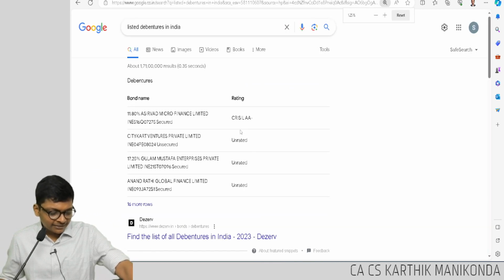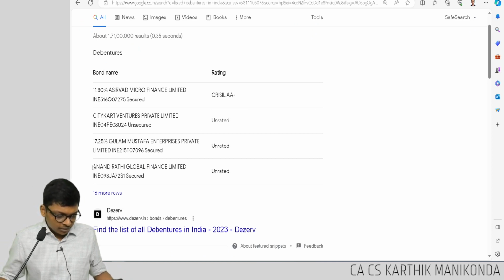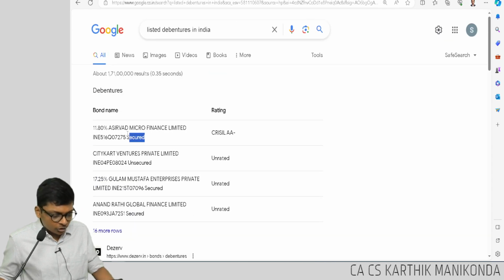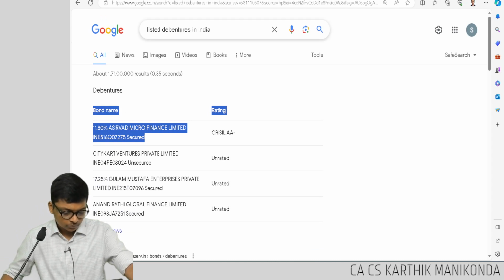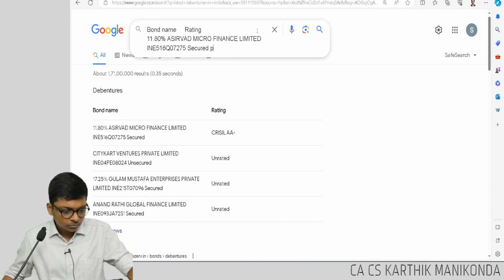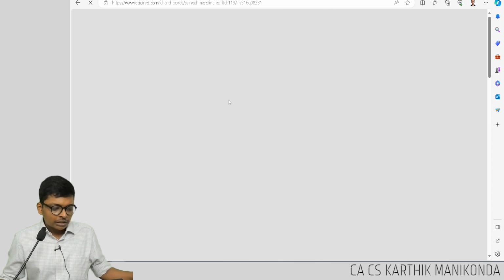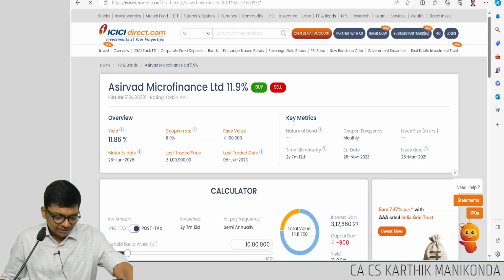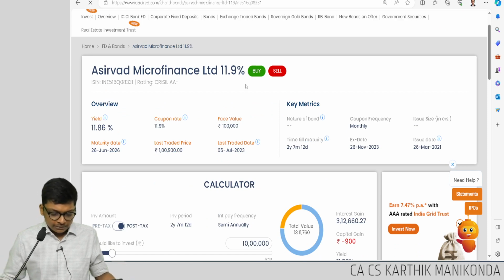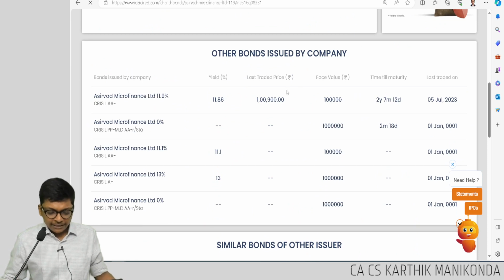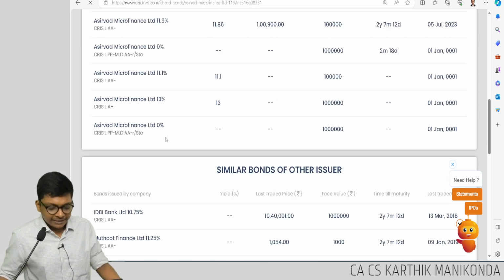So if you see listed debentures in India, guys, you can find, for example, all these companies, Ashirvad Microfinance. Okay, this is a listed debenture. Ashirvad Microfinance is a listed debenture which you can buy, guys. Look at this. You can buy it. These are traded in the stock exchange. Last traded price 1,900,000. You can buy at that price. Lastly traded on 5th July. These are debentures which are listed.